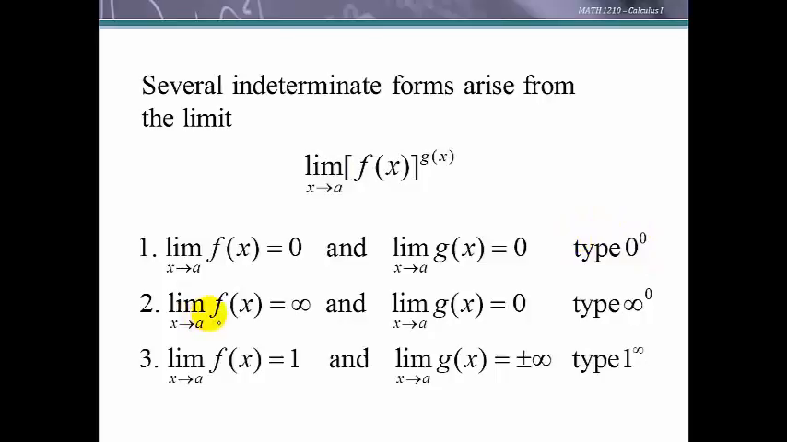Looking at the second indeterminate of this type, if f of x equaled infinity in the limit, and the limit as x approaches a of g of x was 0, we'd have infinity raised to the 0. Again, how do we determine who wins? And if the limit as x approaches a of f of x is 1, and of g of x is plus or minus infinity, we'd have 1 to the infinity. Is 1 to any power 1, or is anything raised to infinity infinity? Who wins?